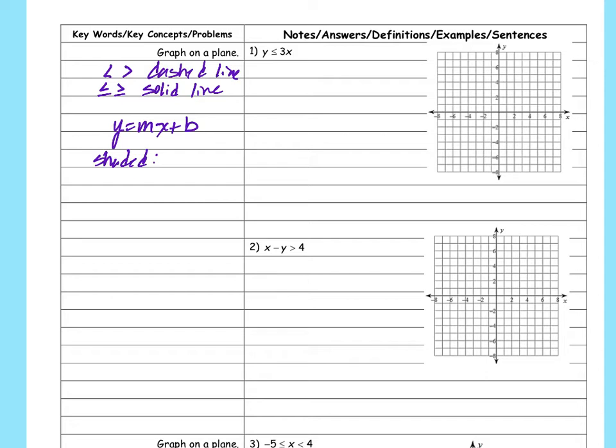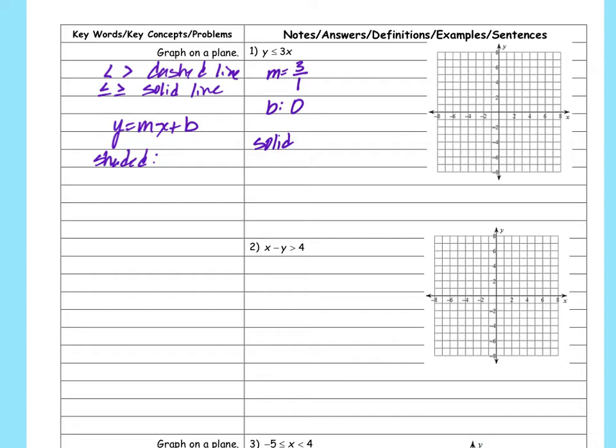Okay, so let's go ahead and start with the first equation. It's already solved. Y is already by itself, so I can find my slope. My slope in this case is 3 over 1. So how do I turn a whole number into a fraction? I put a 1 underneath it. My y-intercept is 0 because I'm not adding anything to it. And what type of line do I have? I have a solid line, okay? Because it's or equal to, it's going to be a solid line.